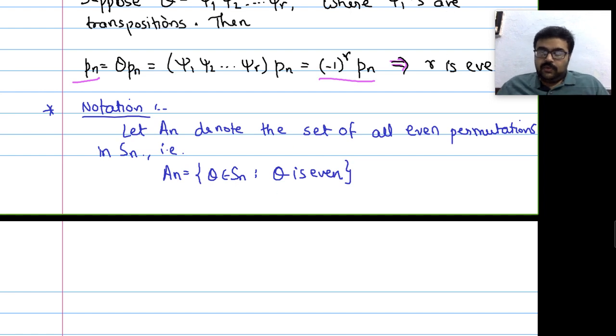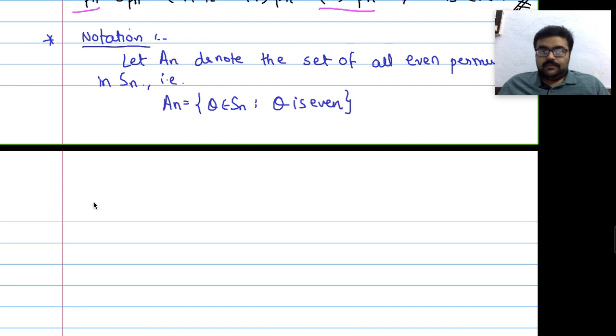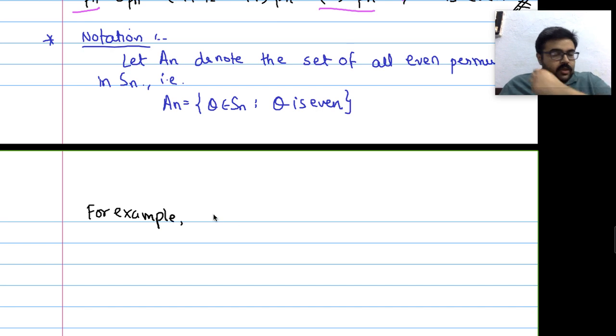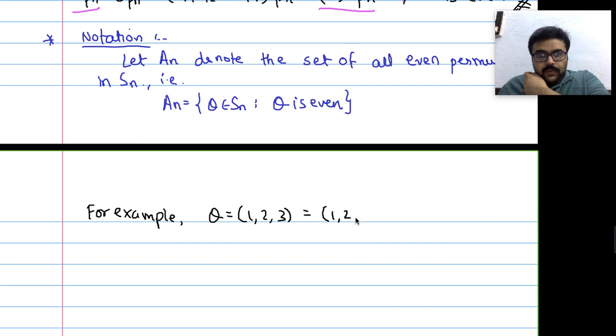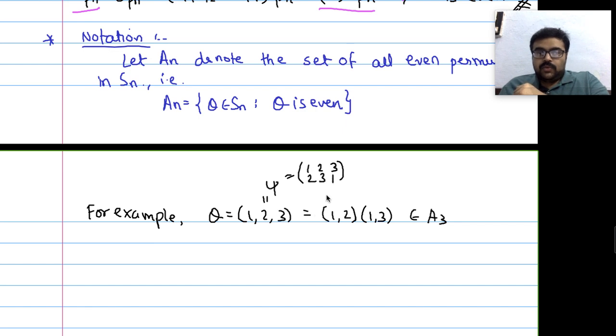For example, if I consider theta as (1 2 3), this is (1 2) multiplied by (1 3). So this belongs to A3. This is in S3, where we know psi, so this is actually psi. Right? So psi is (1 2 3): 1 goes to 2, 2 goes to 3, and 3 goes to 1. So this is psi, and that can be written as a product of two transpositions. So that is in A3.